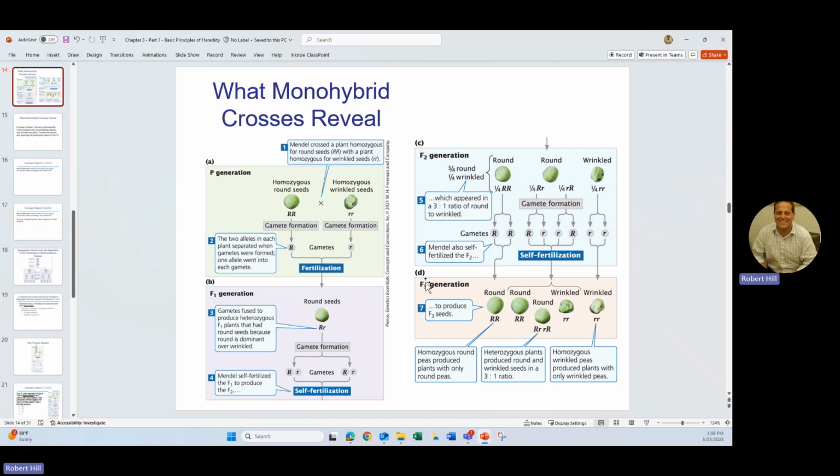All right. So F3 generation. Well, honestly, we don't really look at F3 generations typically, except when we're doing pedigrees. Mendelian genetics, though, really just takes up to the F2 generation. I mean, he did do F3 generation evaluation where he took the heterozygotes and did self-fertilization, and you could see the recessive alleles still coming through, right?